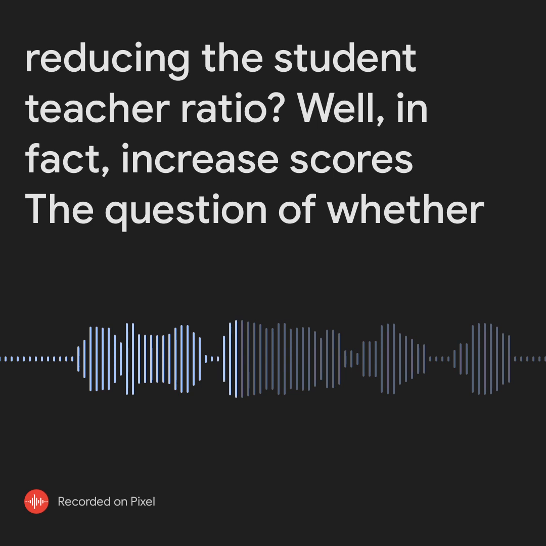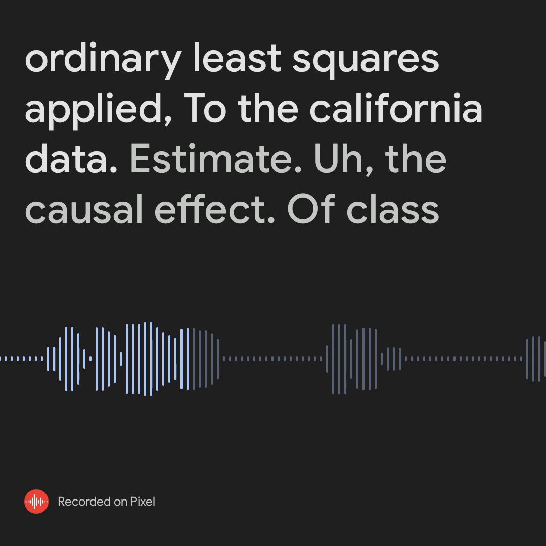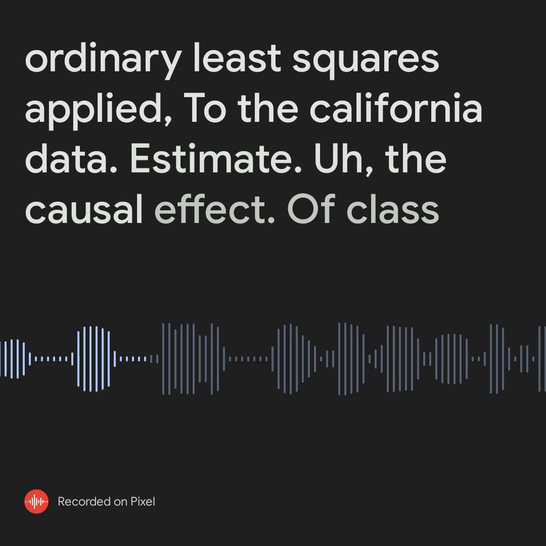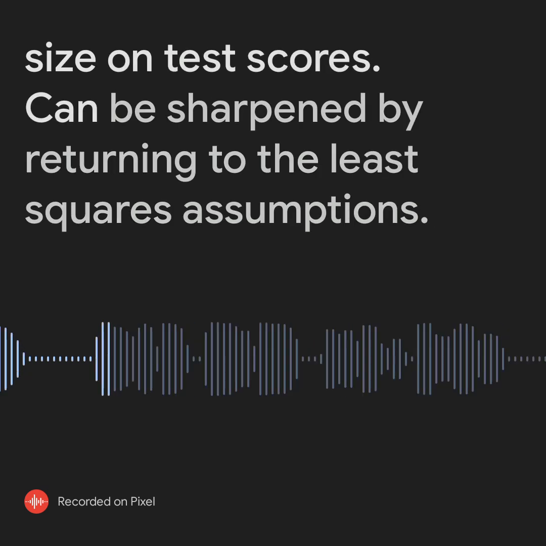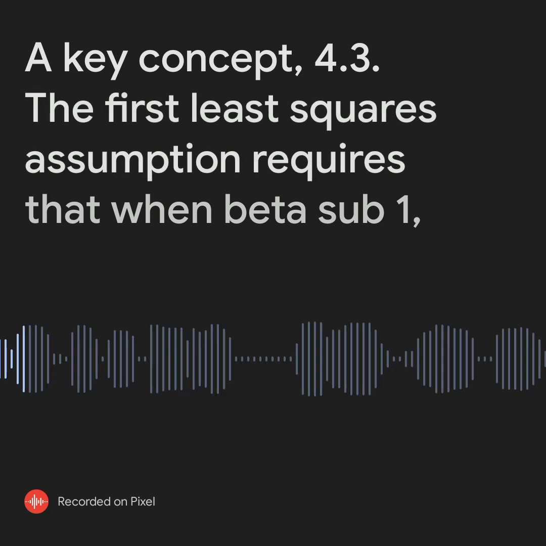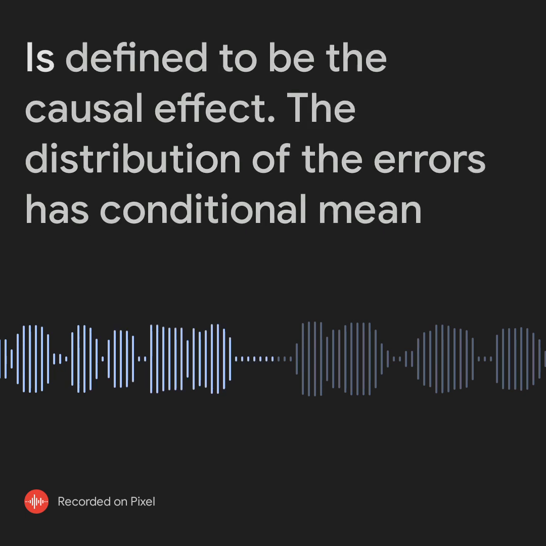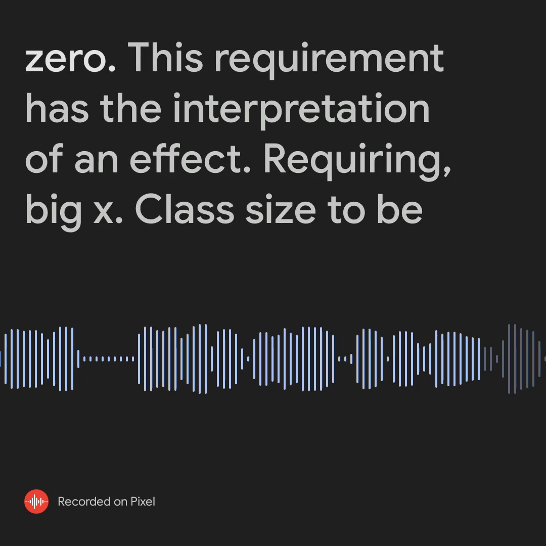The question of whether ordinary least squares applied to the California data estimates the causal effect of class size on test scores can be sharpened by returning to the least squares assumptions of Key Concept 4.3. The first least squares assumption requires that when beta sub 1 is defined to be the causal effect, the distribution of the errors has conditional mean 0.